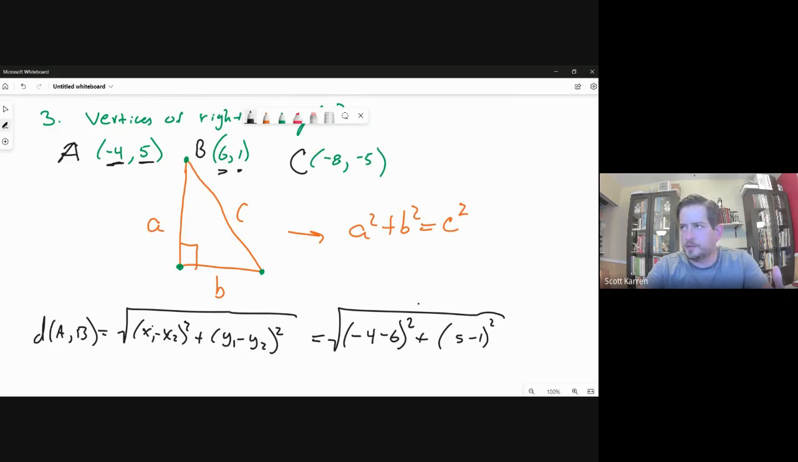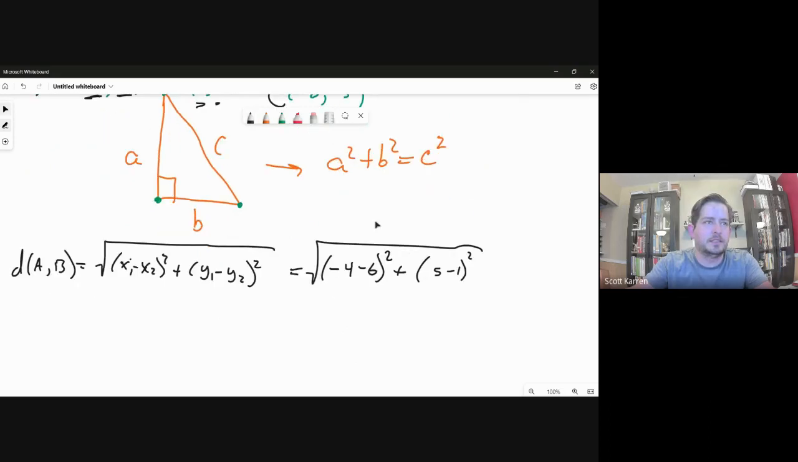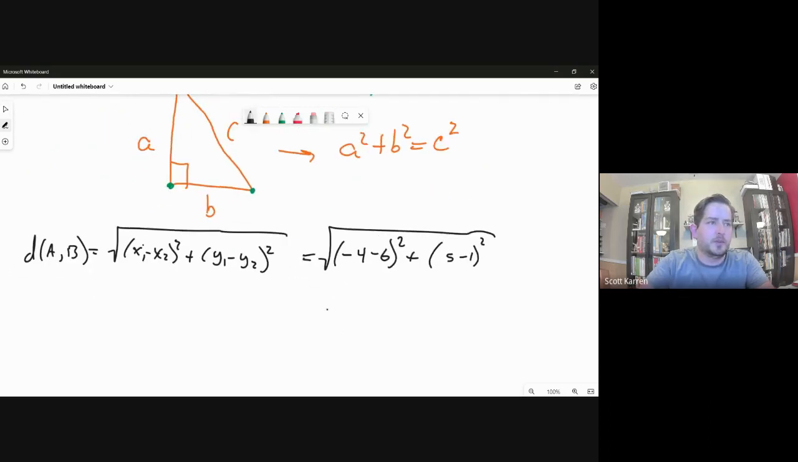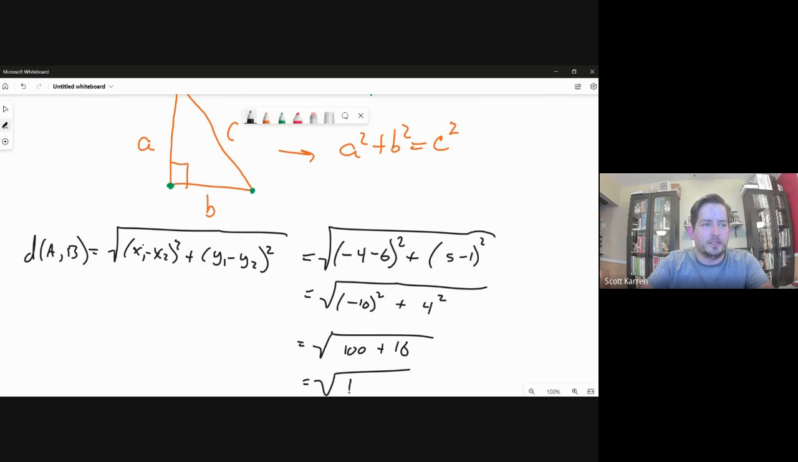And then I do the subtraction or the addition inside the parentheses first. So -4 minus 6 gives me -10, and that's still squared, plus 5 minus 1 is 4, and that's still squared. So this is 100 plus 16, or the square root of 116.